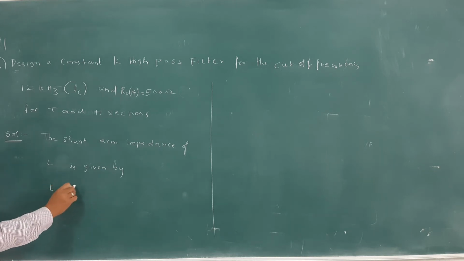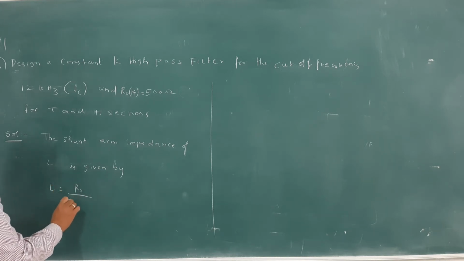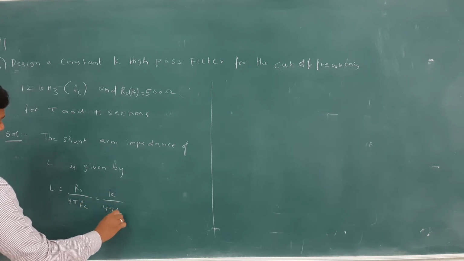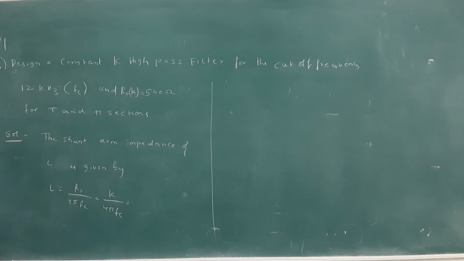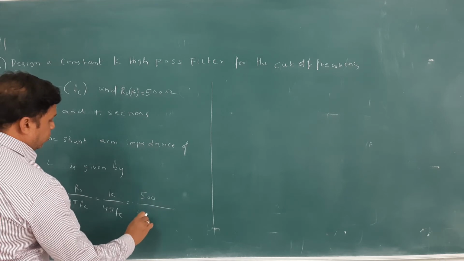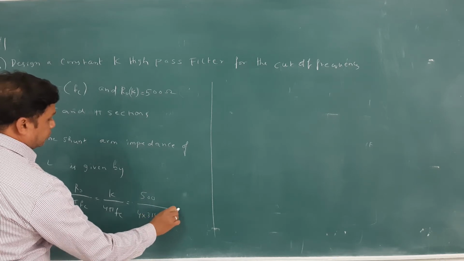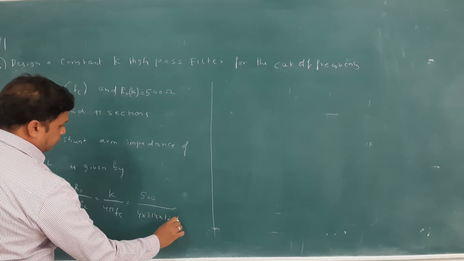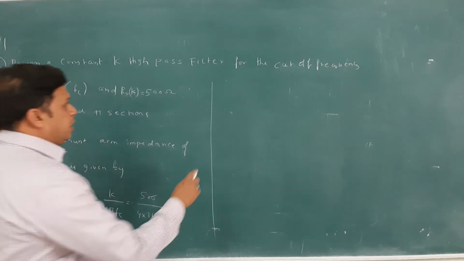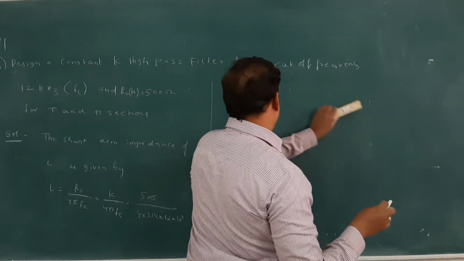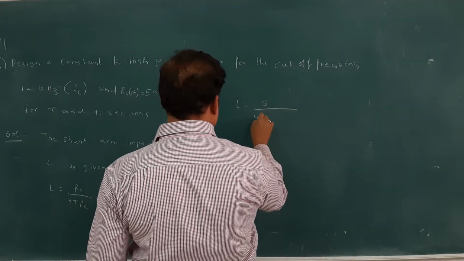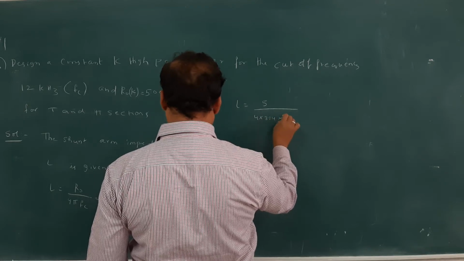What is the value of L? L is equal to R0 by 4 pi fc, that is, K by 4 pi fc also we can write. So what is the value of K given? K is 500 ohms, divided by 4 into 3.14 into 12 into 1000, 10 cube. So here 2 gets cancelled, and we get L is equal to 5 by 4 into 3.14 into 120.